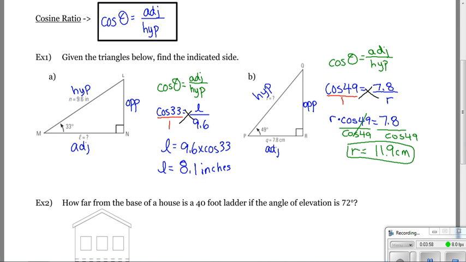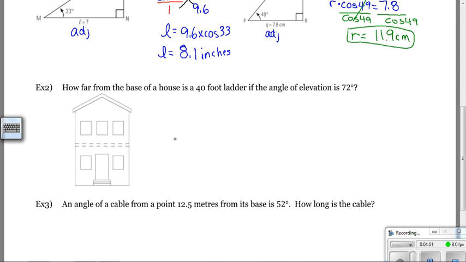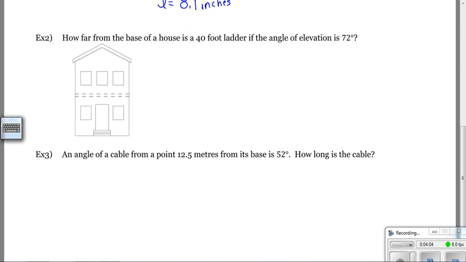That is cos. So let's do some story problems with it. We have only 2 here. How far from the base of the house is a 40-foot ladder if the angle of elevation is 72 degrees? So let's draw a ladder to this house. Pretty tall ladder. We have 40 feet on the ladder. Angle of elevation is going up, so we have to put 72 degrees on the bottom here because it's going up. And we are trying to look for the base, which is on the bottom here.